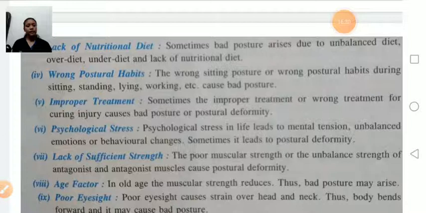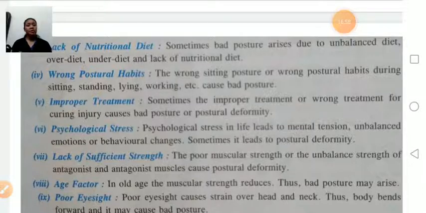Age factors. In old age, the muscle strength reduces, thus bad postures may arise. As the age grows, mainly in old age, the strength of the muscle reduces. If there is less strength in our muscles, it may lead to bad postures.